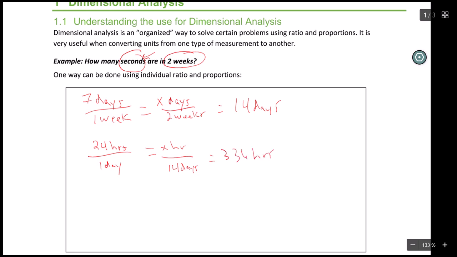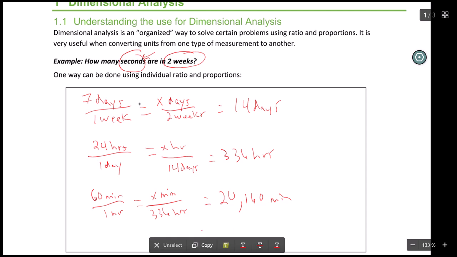And we can continue on from hours into minutes, and we can say, okay, well, there's 60 minutes in 1 hour. How many minutes if I've got 336 hours? And that's going to be about 20,160, I believe, minutes. And you can continue in this vein. So now we got to minutes. We can do the minutes to seconds, right? So we can take minutes and move that into seconds, kind of the same exact way that we've been doing.